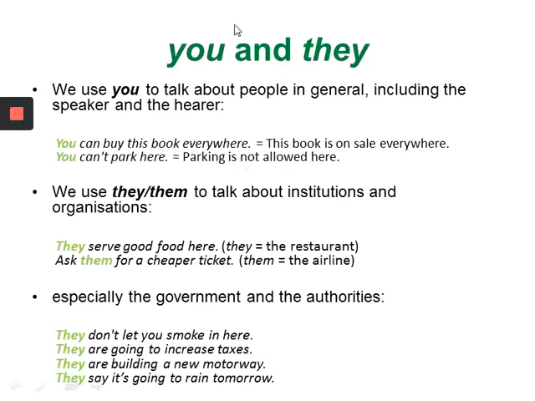You and they. We use you to talk about people in general, including the speaker and the hearer. You can buy this book everywhere. That is, this book is on sale everywhere. You can't park here. Parking is not allowed here. This is not specifically for the person I'm speaking to. This is for people in general.